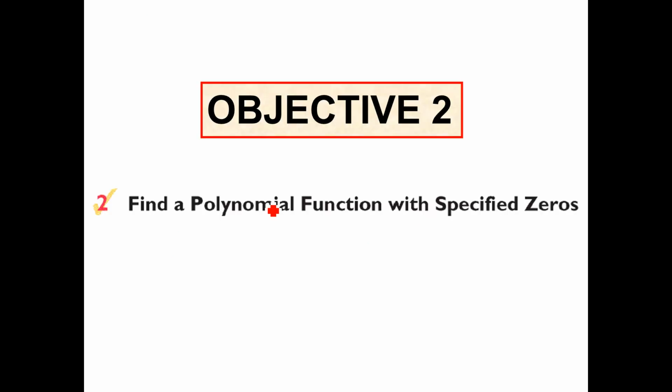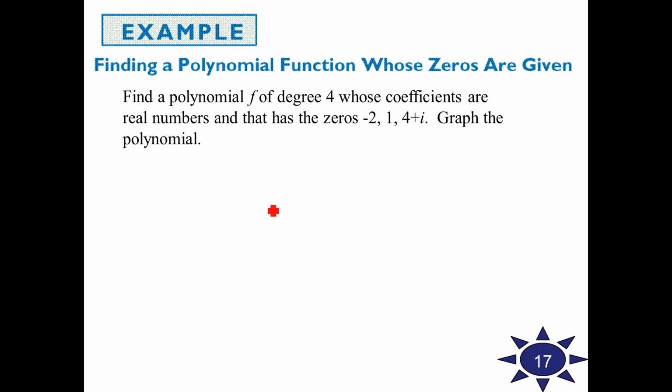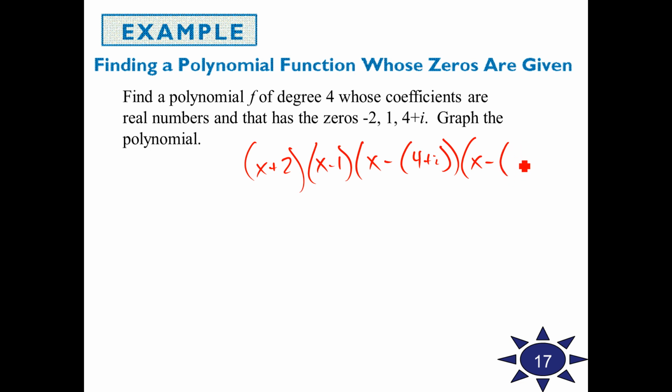Okay, now we're going to find a polynomial function if we're given the zeros. So we are told that we have a zero at negative 2, so x plus 2. We are told we have a zero at 1, so x minus 1. And we are told we have a zero at 4 plus i. So that parenthesis is important because it's always x minus your zero. The other one is also x minus your other zero, which will be 4 minus i, the conjugate. Be careful, it's not x plus and x minus. It's x minus the zero and x minus the other zero. The sign change happens inside the parentheses.